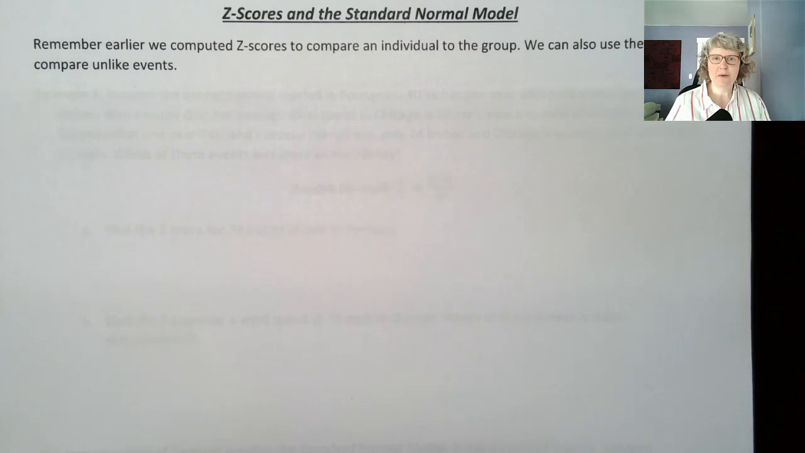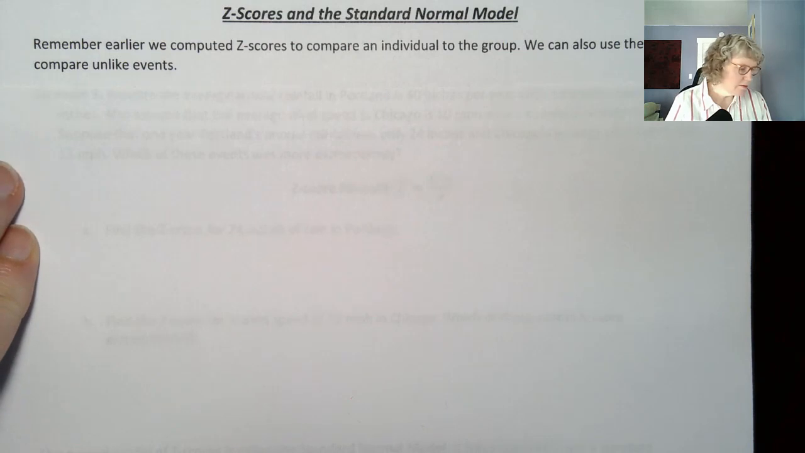Hi again. In this video, we're going to talk about z-scores. We were just looking at z-scores because that is an output of StatKey when we're finding a probability, so we're going to see what those mean. We also looked at them earlier in the course when we were doing descriptive statistics.